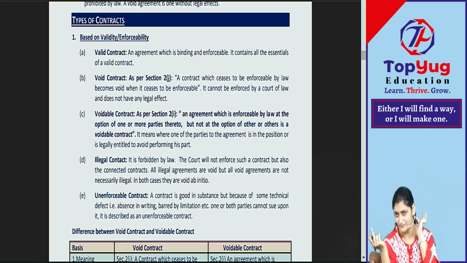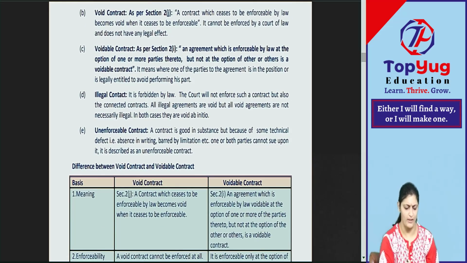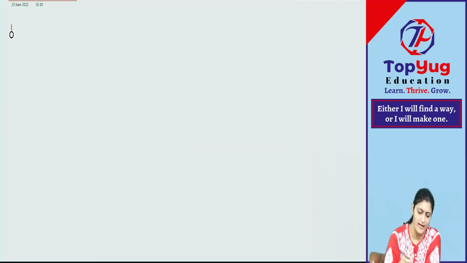The voidable contracts. Which section? Clause I of section 2. Who will define? Come on, raise your hand. Definition. Come on, fast. The option of the other party. Contract. Very good. Okay, that is voidable contract. So, did you understand voidable contract properly, perfectly? Okay. Now, let us see the next type of contract under basis of enforceability.